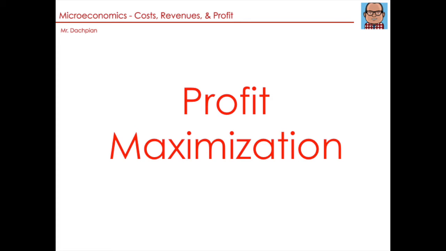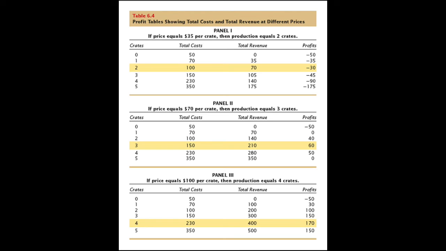Profit maximization is an assumption that firms try to achieve the highest possible level of profits, which are total revenues minus total costs, given their production function. This table shows the profits of the pumpkin firm, calculated from 3 different prices for a crate of pumpkins.